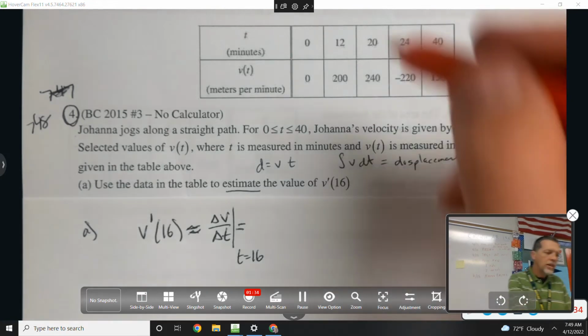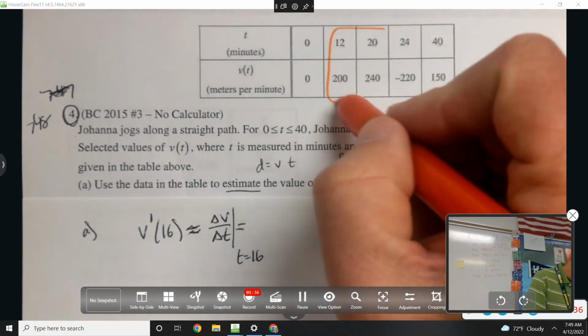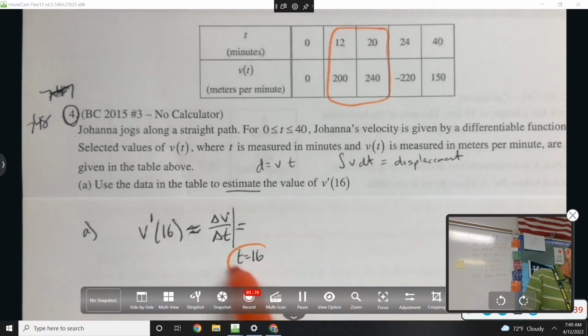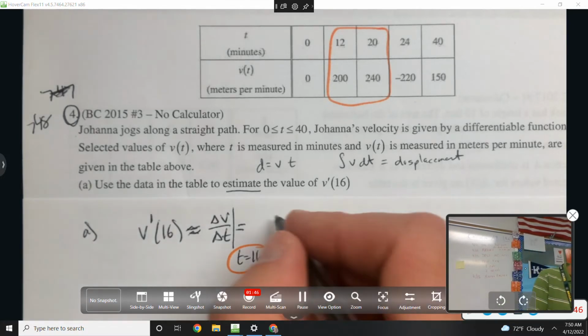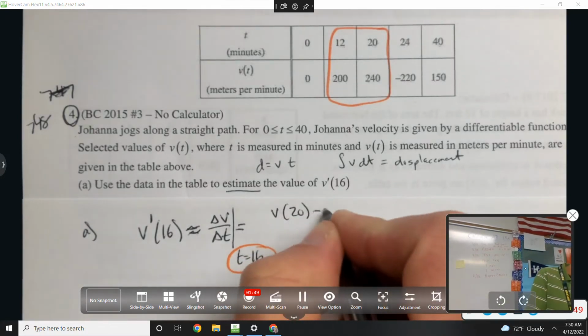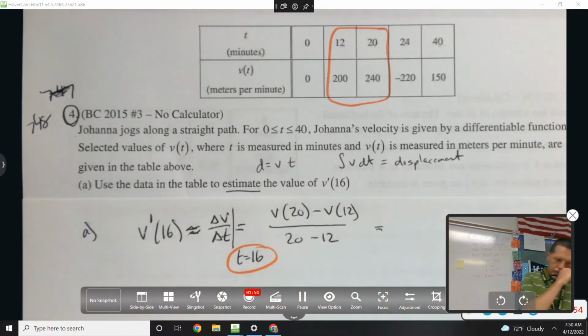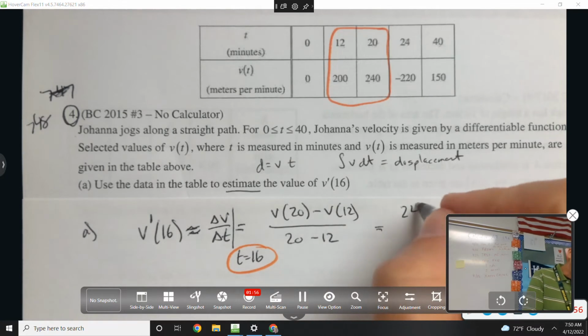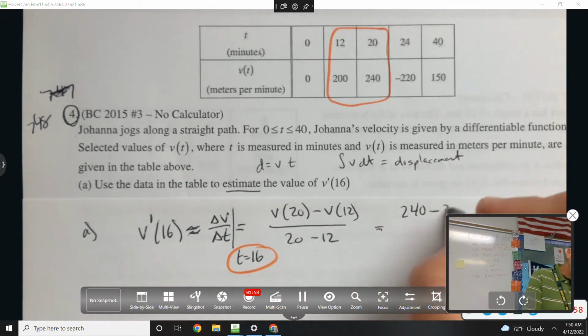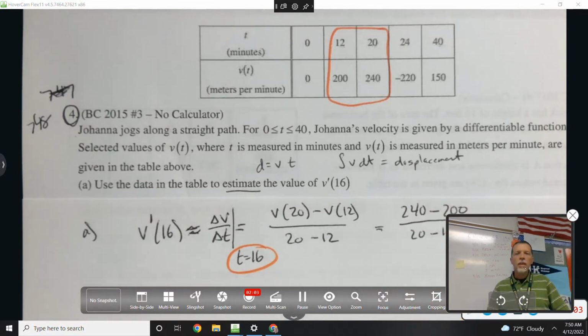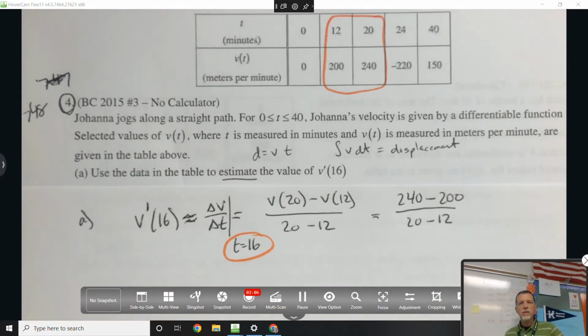20 and 12. So I can do v prime from 20 to 12. Now that's not going to be exact, but that's why it says estimate. In fact, it's as good as we can do. So v at 20 minus v at 12 over 20 minus 12. So 240 minus 200 over 20 minus 12. And this is no calculator, which means I should probably just leave that as my answer.